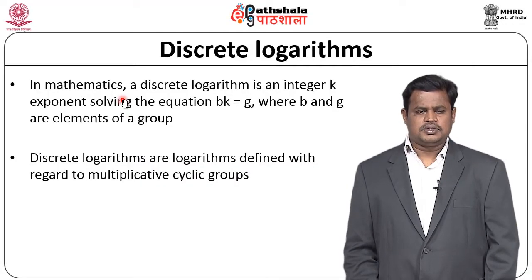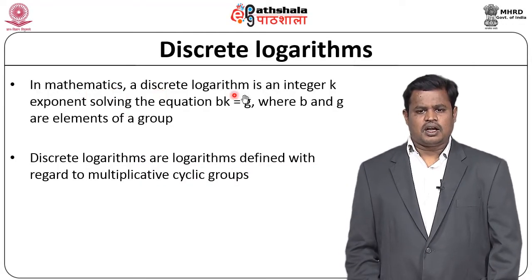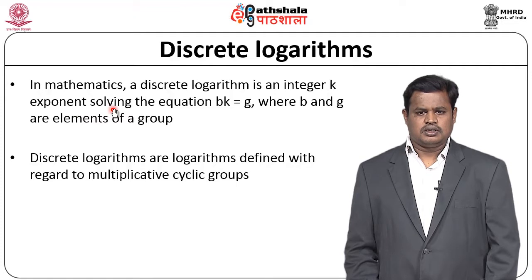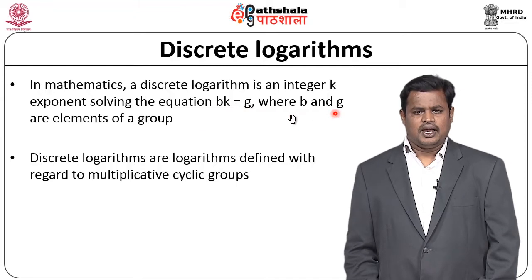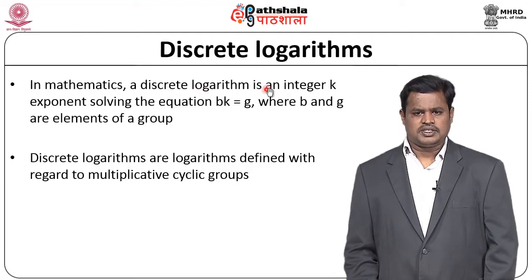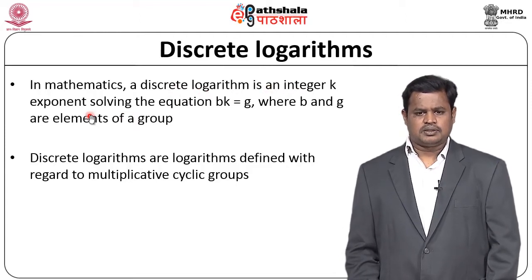Discrete logarithm, in mathematics: a discrete logarithm is an integer exponent k solving the equation b power k is equal to g, where b and g are elements of a group. So, when I take an integer exponent, that is b power k is equal to g, where b and g are elements of the group, then we can say it is a discrete logarithm, where I say an integer exponent k.